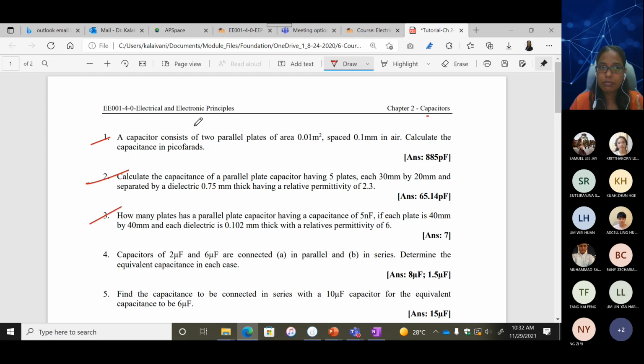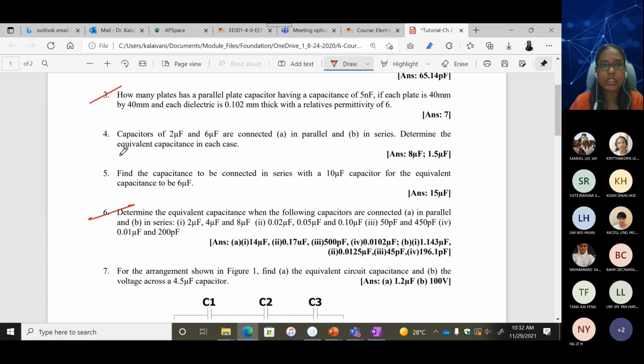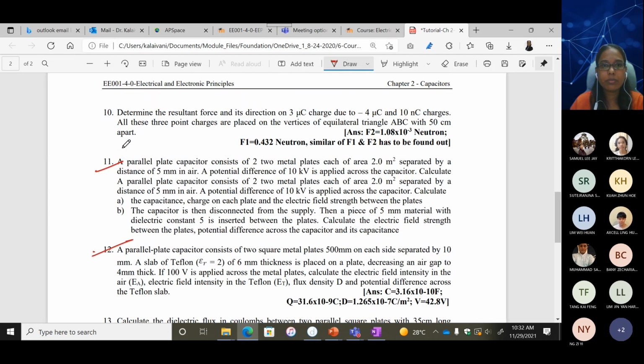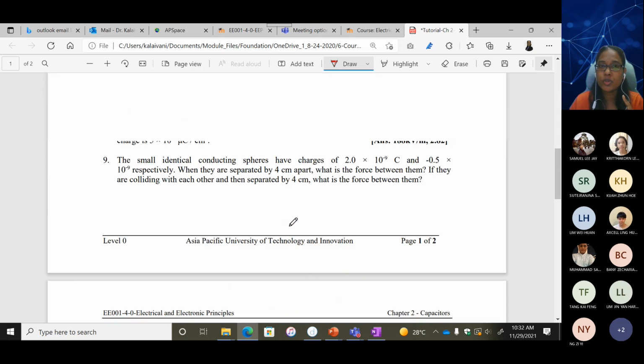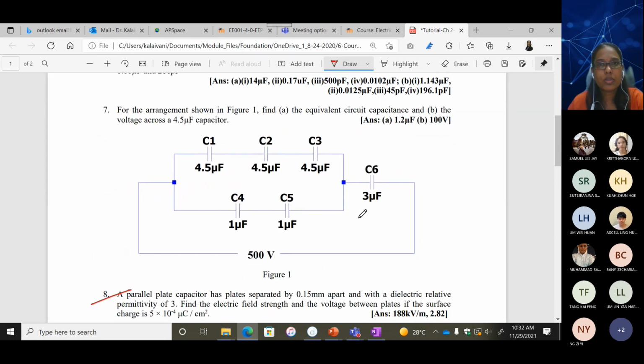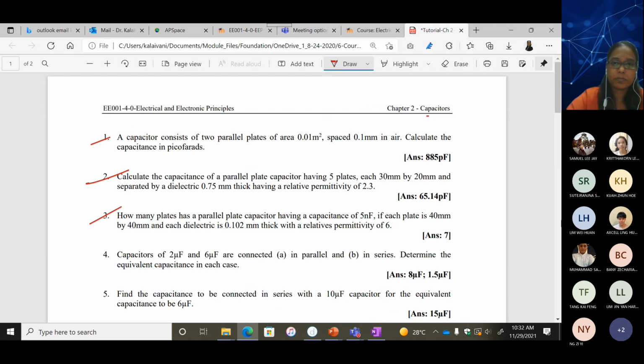Take note, the ones Miss marked here, number 1, number 2, number 3, number 6, number 8, number 11, number 12 are compulsory for you to do. Take note, compulsory for you to do. This is good practice for you for the tutorial part. Okay, so that's what Miss wants to inform you. All right.